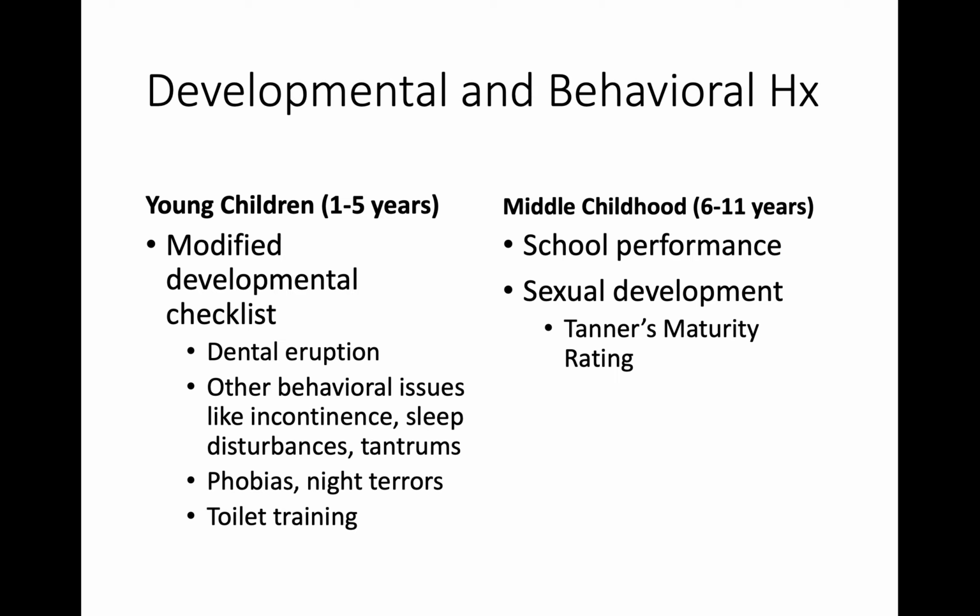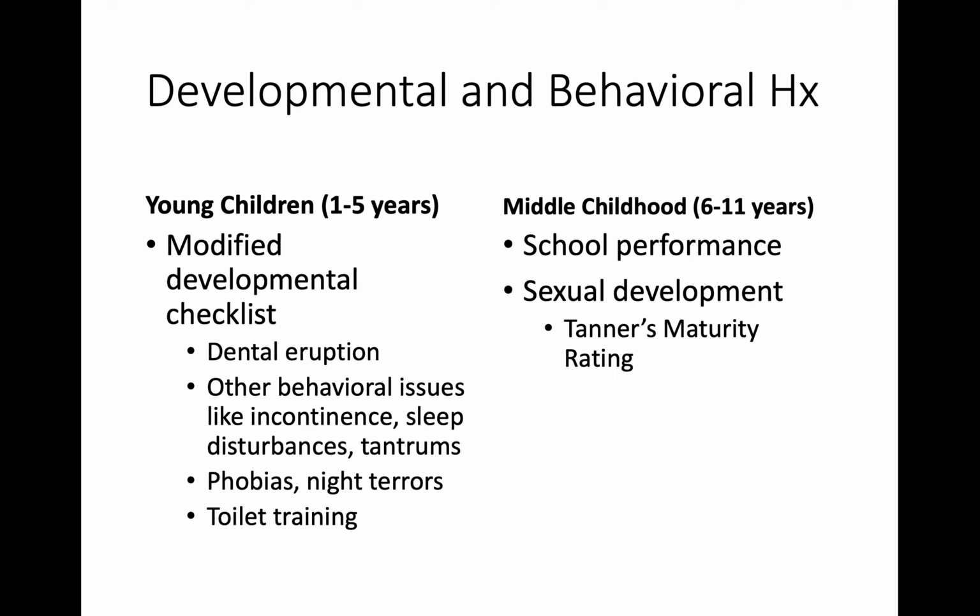Okay, so for young children aged 1 to 5 years old, we have the modified developmental checklist, which involves dental eruptions. So remember when it's normal to have teeth, when it's abnormal that you don't have teeth, things like that. Behavioral issues like incontinence, sleep disturbances, and tantrums. Remember when those appear, when they disappear, when they are normal, and when they become abnormal. You also want to know any phobias or night terrors, as well as whether or not the patient has been toilet trained.